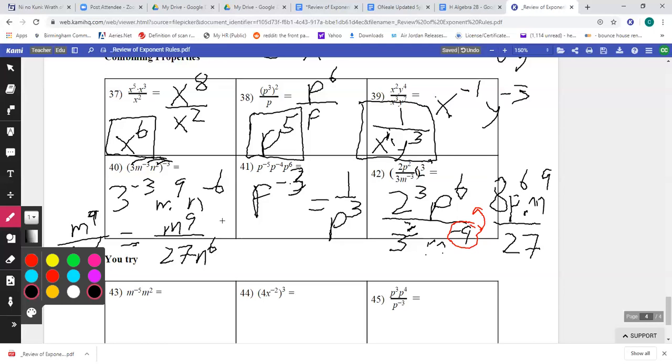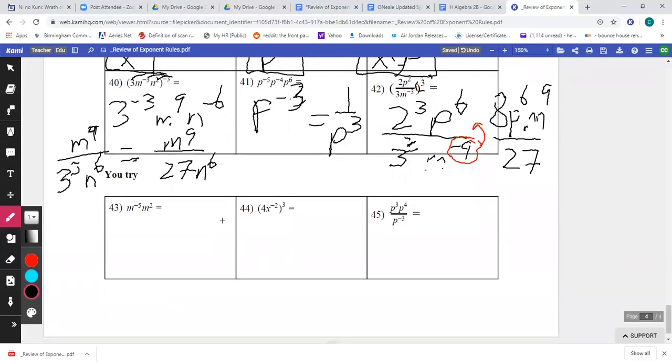Okay, so once again, I want you to pause the video, try 43, 44, and 45 on your own. And then once you're done, unpause it and check your answers. Okay, so for 43, if I add the exponents, this becomes m to the negative 3. And then I flip that, that's 1 over m to the third.